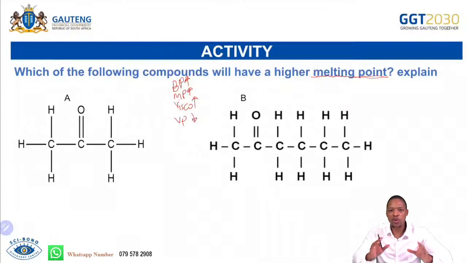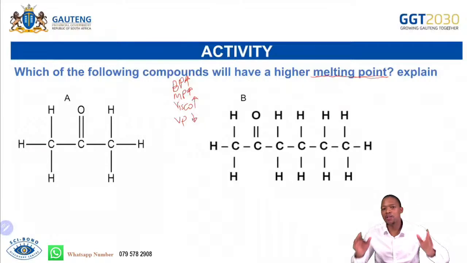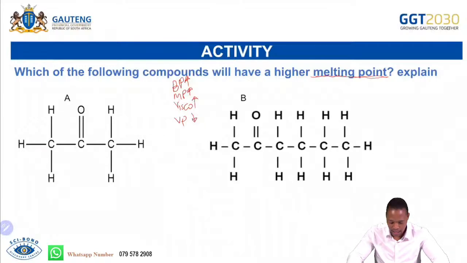So just because it was not asked in terms of the boiling point, doesn't mean now it must be wheels coming off, then the car is turning upside down. No. It's asked in terms of which one has a higher melting point. I can think of it in terms of boiling point, then I can answer by writing melting point.